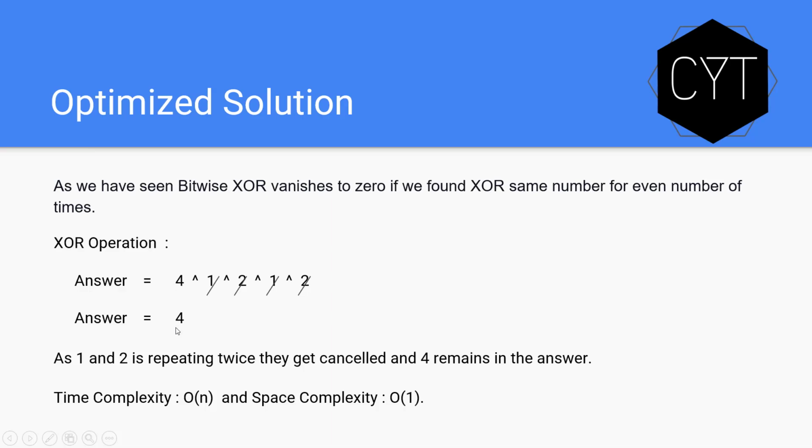So that way we will get the answer, and we are going to return it. For this approach, the time complexity is O(n), and the space complexity is O(1), because we are not using any extra space. We just loop through the array, and we use a constant space of a variable to store the answer. That's it. Now let's go to the editor and try out some code.